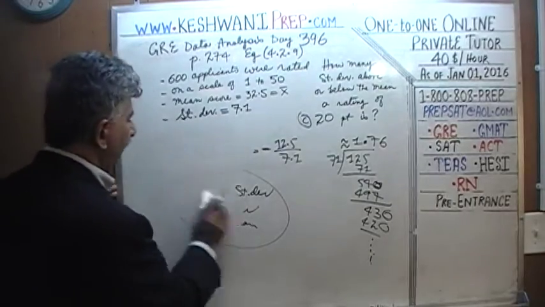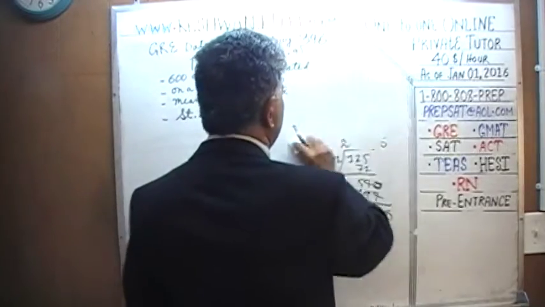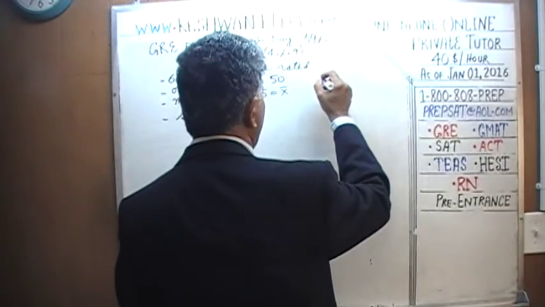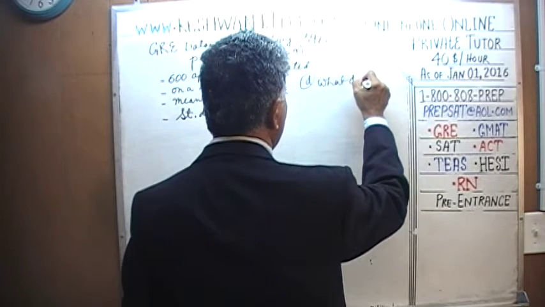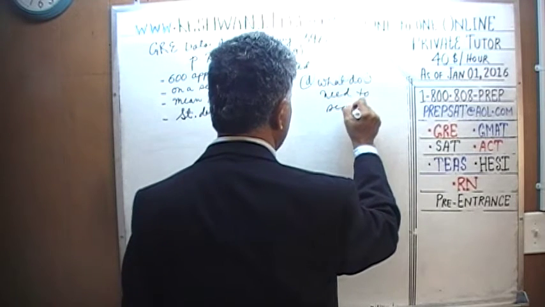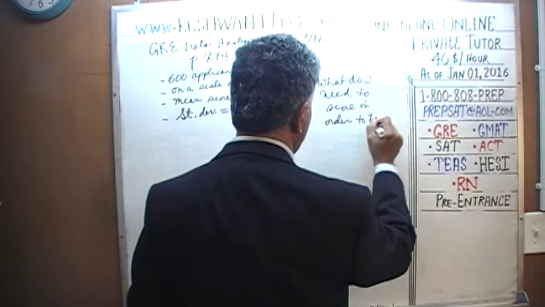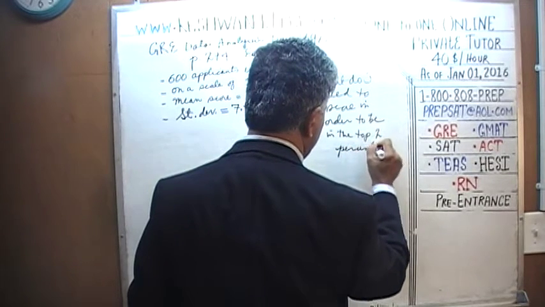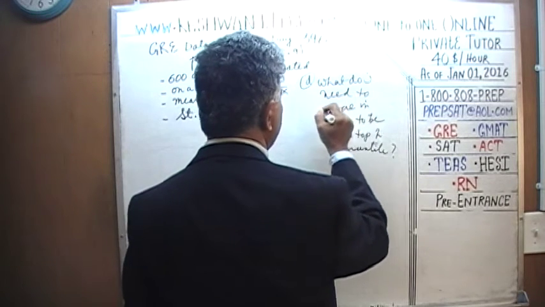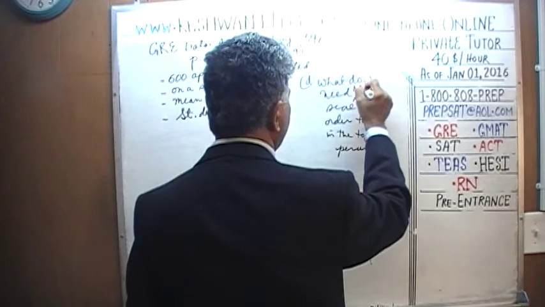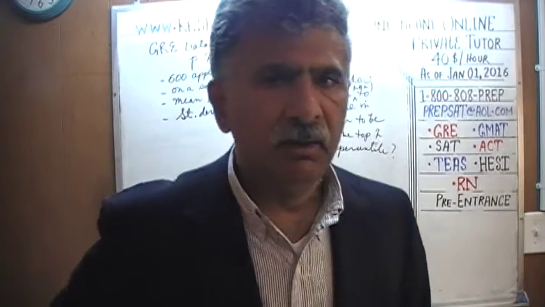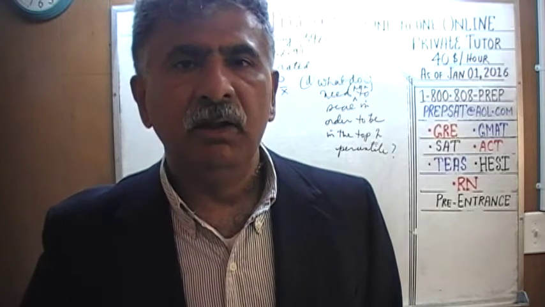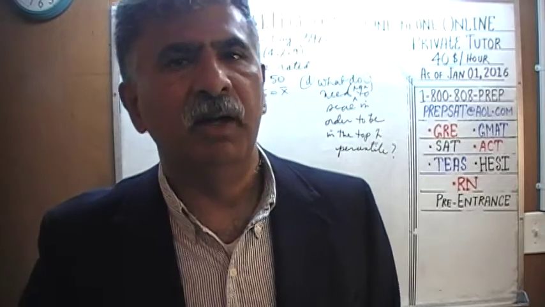In part D, we're being asked: what is the minimum score required? What do I need to score in order to be in the top two percentile? That is the minimum you're talking about. What's the minimum score that is required for me to be in the top two percentile in the class, in that cohort? What's the minimum score I need in order to fall in that elite group of the top two percentile? Well, let's take a look at it, shall we?